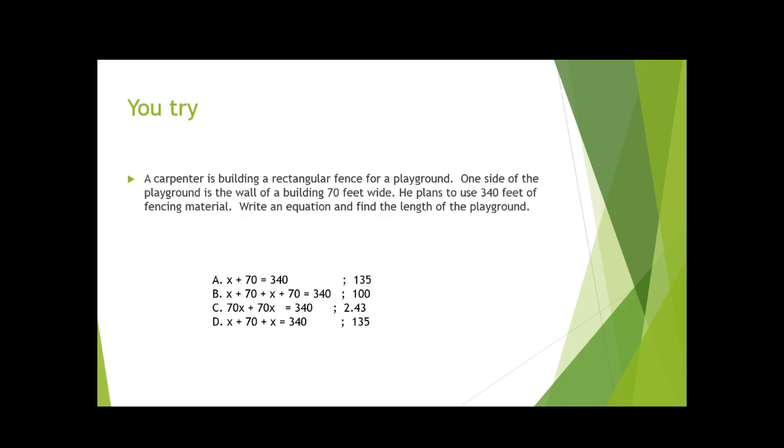Possible answers are x plus 70 equals 340, or x plus 70 plus x plus 70 equals 340, 70x plus 70x equals 340, or x plus 70 plus x equals 340. And solutions are on the right. Make sure you paused, but if you have the solution, then more problems like that are on page 91, numbers 10 and 11. And that's it for Chapter 2, Section 3, Solving Multi-Step Equations.